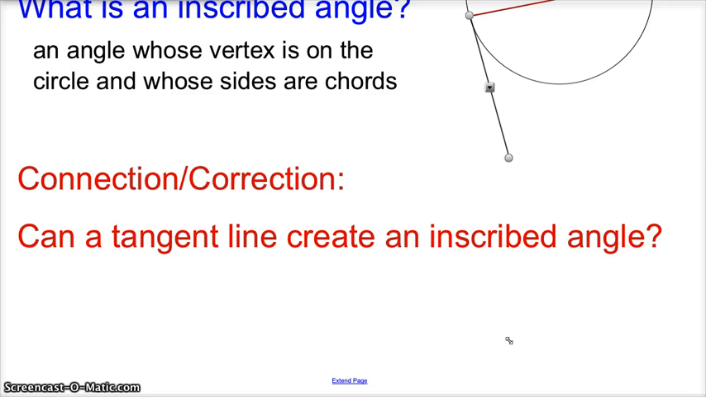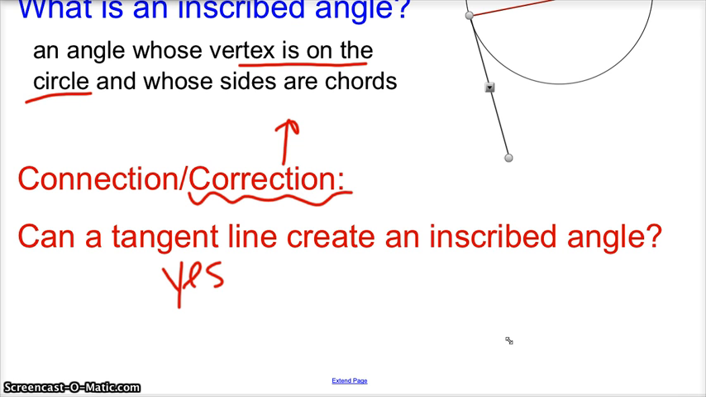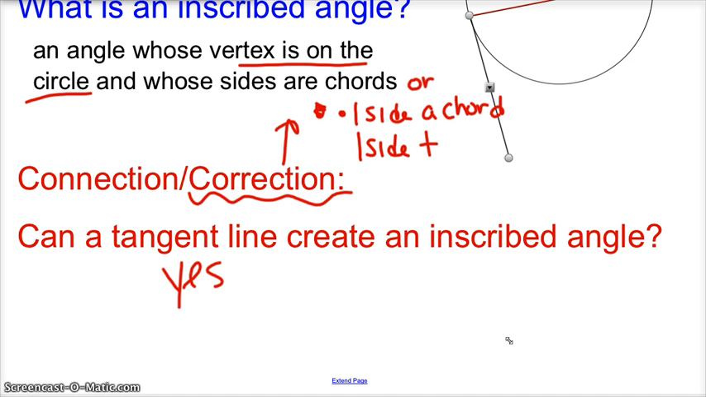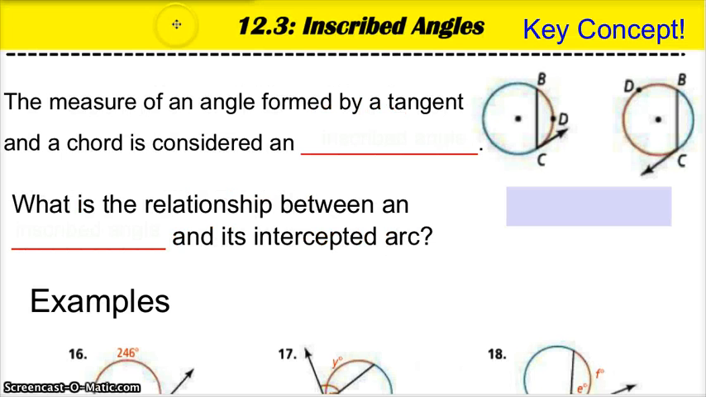So can a tangent line create an inscribed angle? Yes. So our correction to this previous statement: an angle whose vertex is on the circle, that can't go anywhere. And it says whose sides are chords, or it needs to have one side that's a chord and one side be a tangent. So the same relationship holds, which is all the next slide is going to tell you. The measure of an angle formed by a tangent and a chord is also considered an inscribed angle.